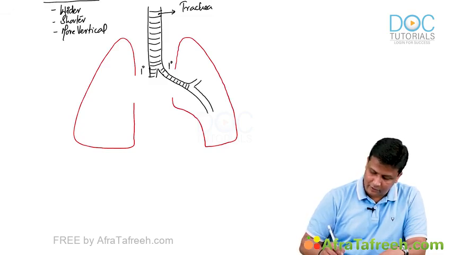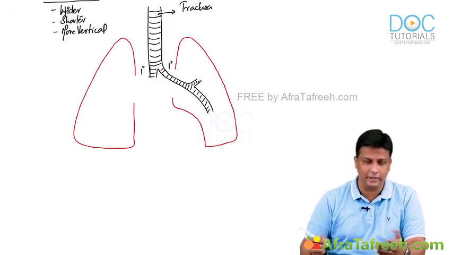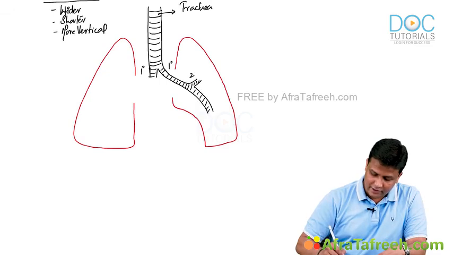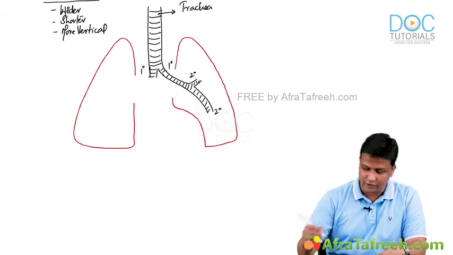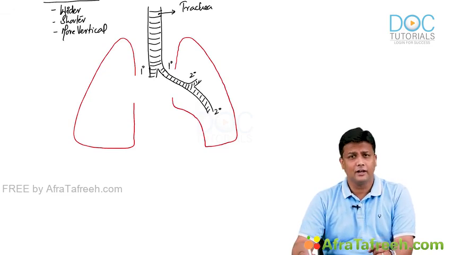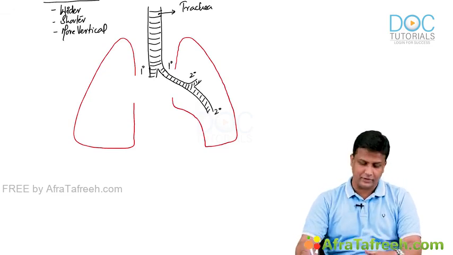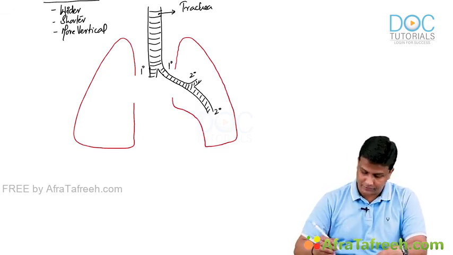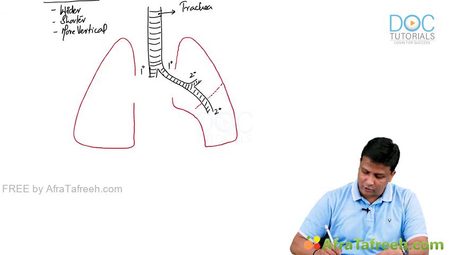So that's your left primary bronchus, and the primary bronchus will be dividing into, obviously according to the name, a secondary here and another secondary bronchus over here. Now guys, recall in your mind, how many lobes will the left lung have? The left lung will have two lobes.